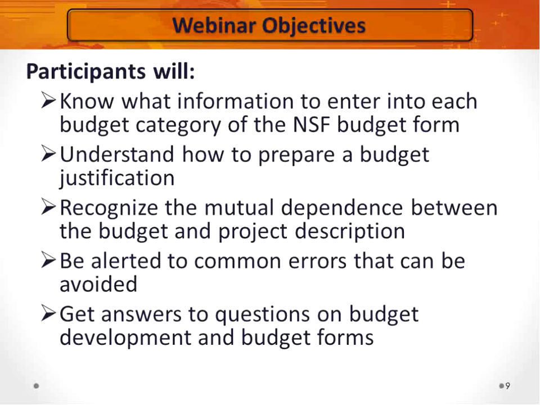What we want you to learn today is what you should put in the various blanks on the budget form, how to prepare a budget justification, why a good budget helps make a good proposal, how you can avoid common errors, and where you can find answers and help along the way to becoming an ATE grantee.